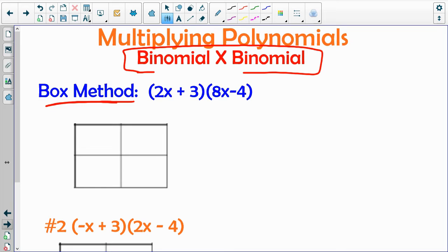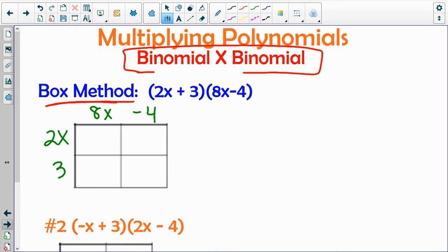On your box, in your notes, I want you to take the first binomial and put the terms along the left side: the 2x on the top row and the 3 on the bottom row. Then you take the second binomial and put it along the top, so the first column with 8x and the second column with a negative 4. If it's minus, you have to bring that along because it's a negative 4. Now let's make sure that you multiply everything together that you're supposed to. It's just an organizing tool to help you get there.